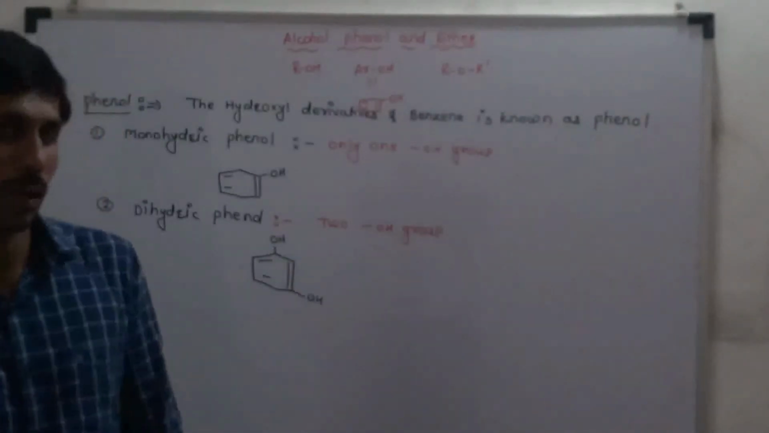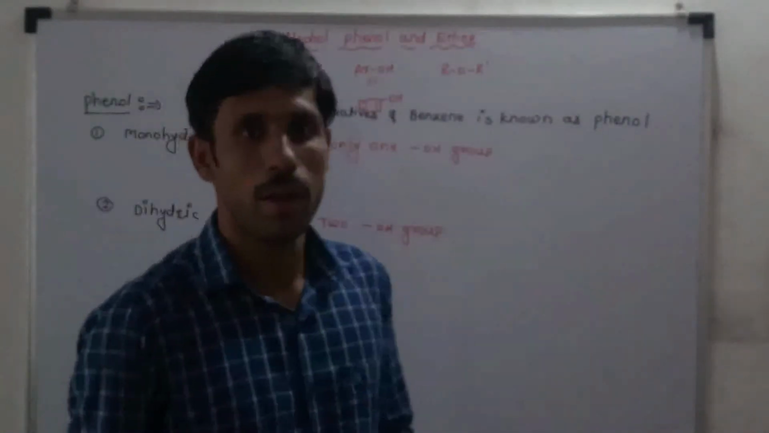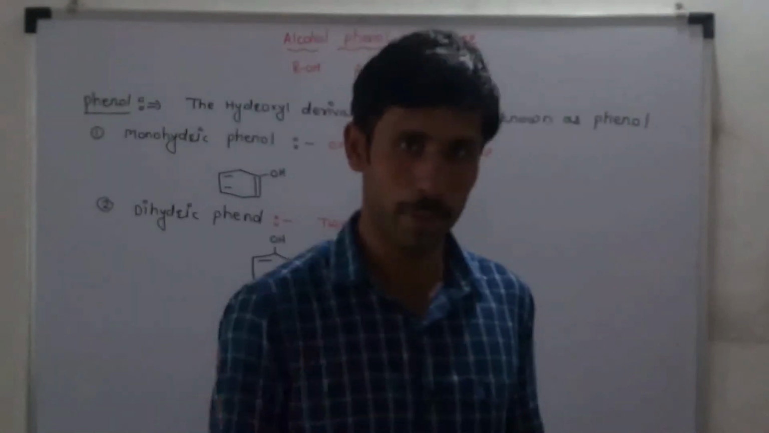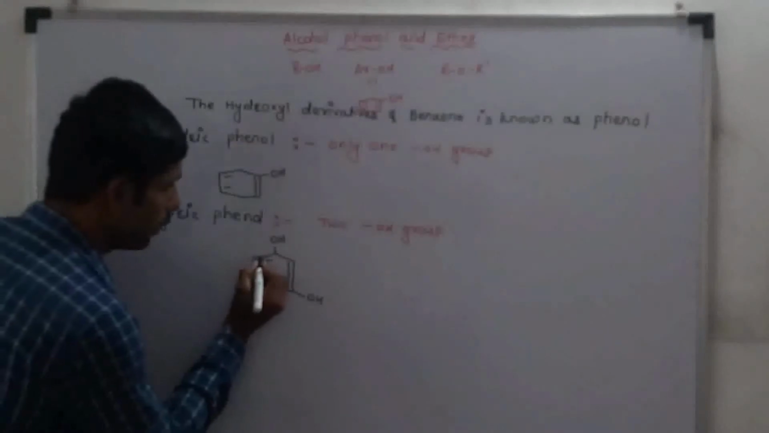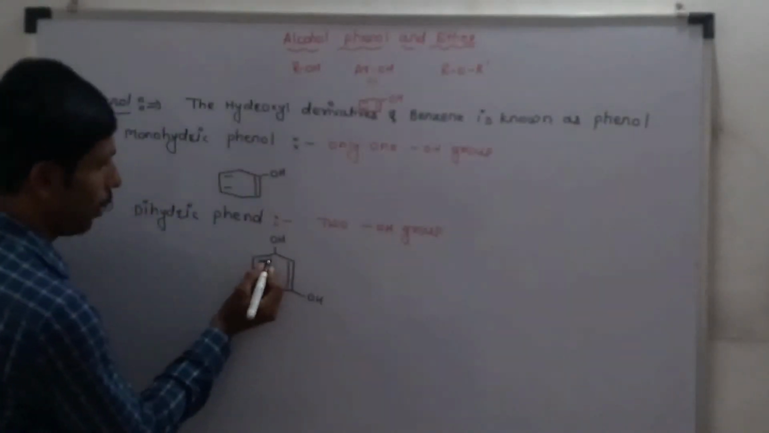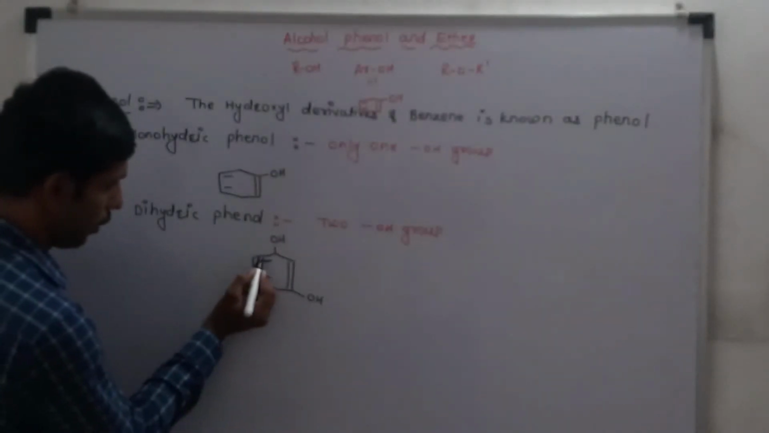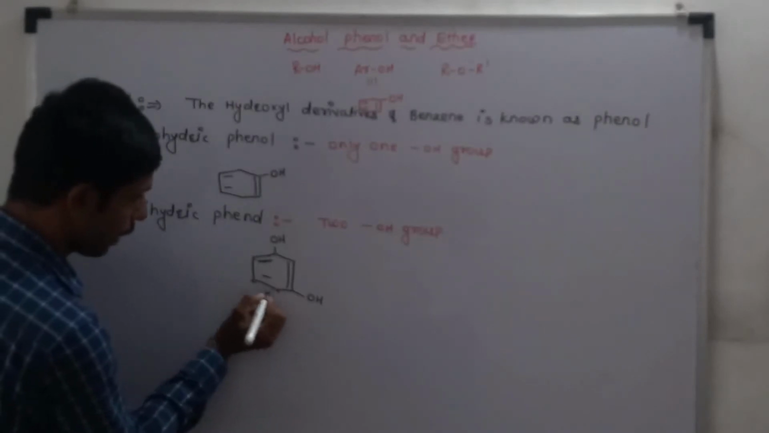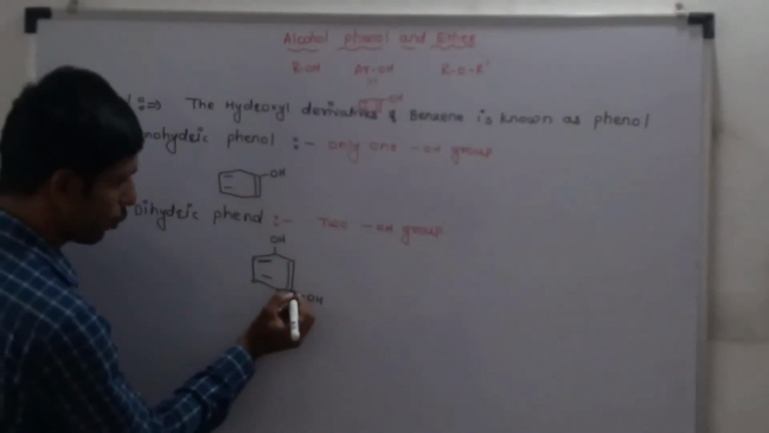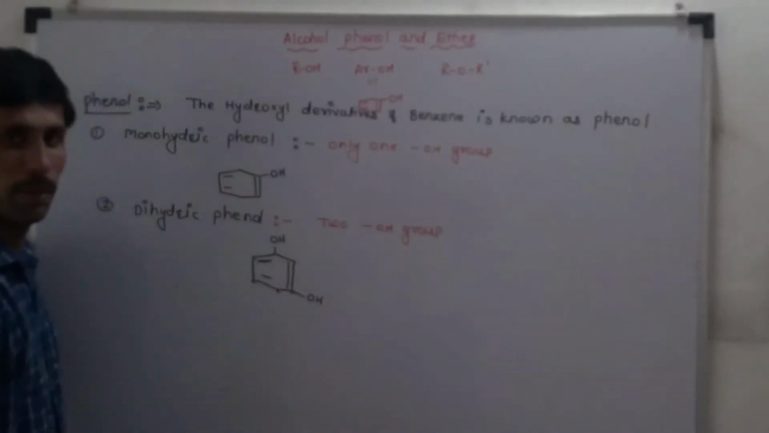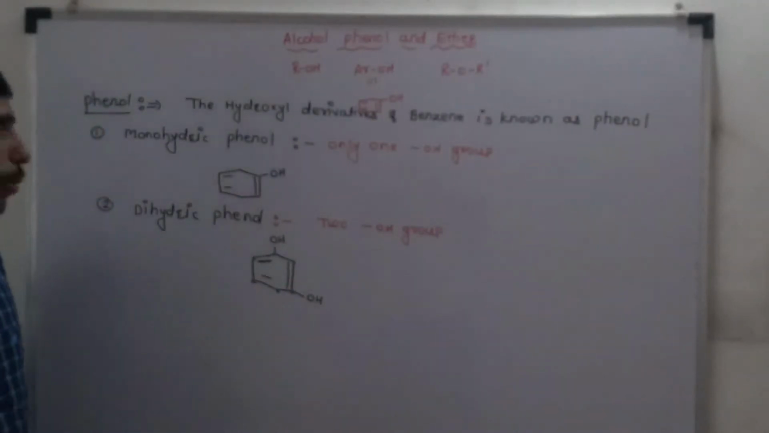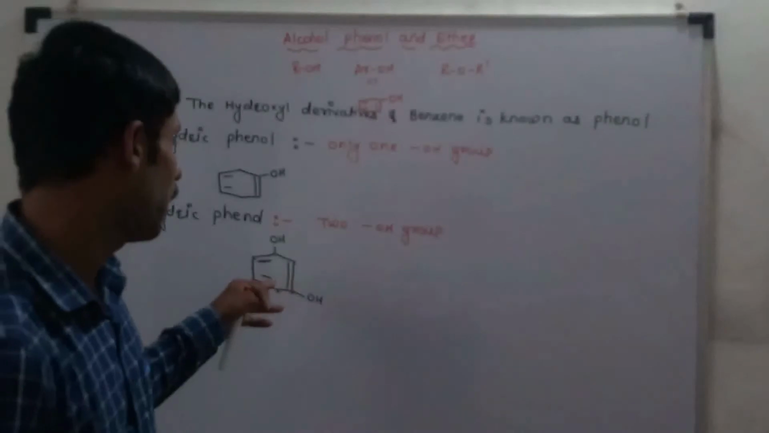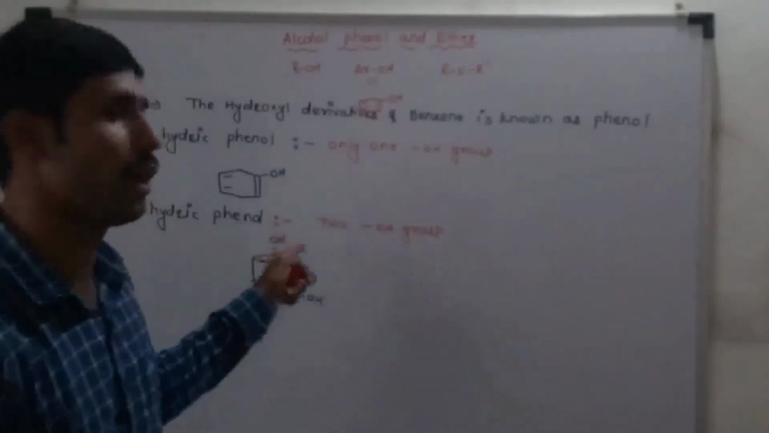What are unsaturated hydrocarbons? Unsaturated hydrocarbons contain carbon-carbon double bonds or carbon-carbon triple bonds. The benzene ring consists of alternating double and single bonds: double, single, double, single, double, and single. An aromatic ring containing two hydroxyl groups is known as a dihydric phenol.